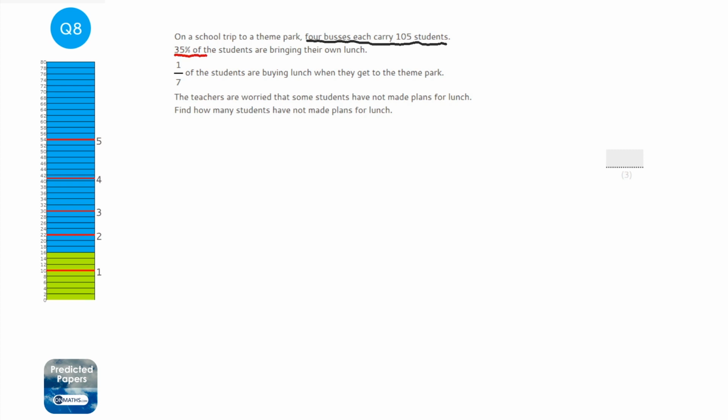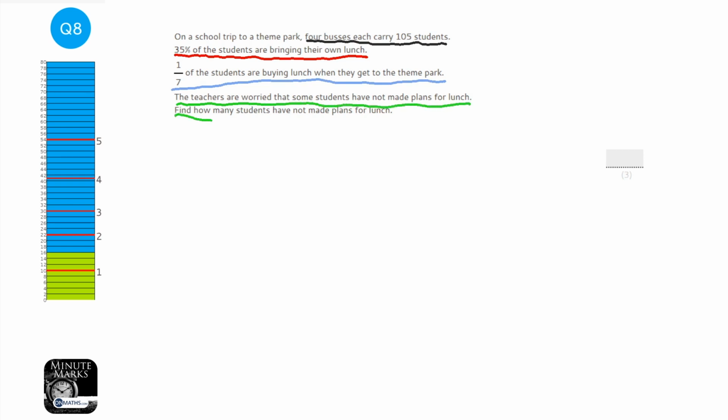It says 35% of the students are bringing their own lunch, so we don't need to worry too much about those students. A seventh of the students are buying lunch when they get to the theme park, and the question just basically says how many have not made plans for lunch. Okay, so find out how many students have not made plans for lunch. So they're not bringing their own lunch and they're not planning to buy lunch there.